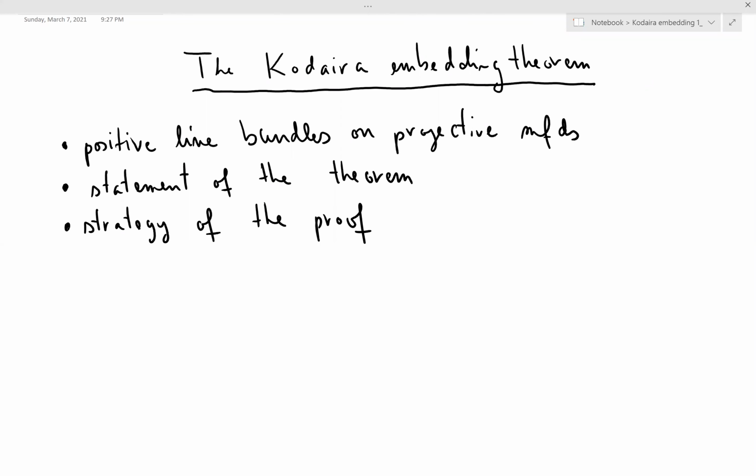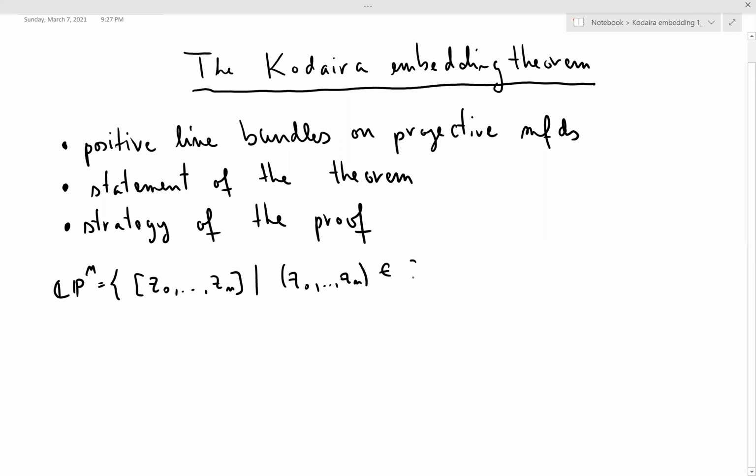Okay, so let's jump right into it. Let's recall some things about projective space first. So n-dimensional projective space: all the n+1 dimensional directions, so non-vanishing vectors from C^(n+1), up to scaling. And then on CP^n, I'm looking at the tautological line bundle. Right, so we know what that is.